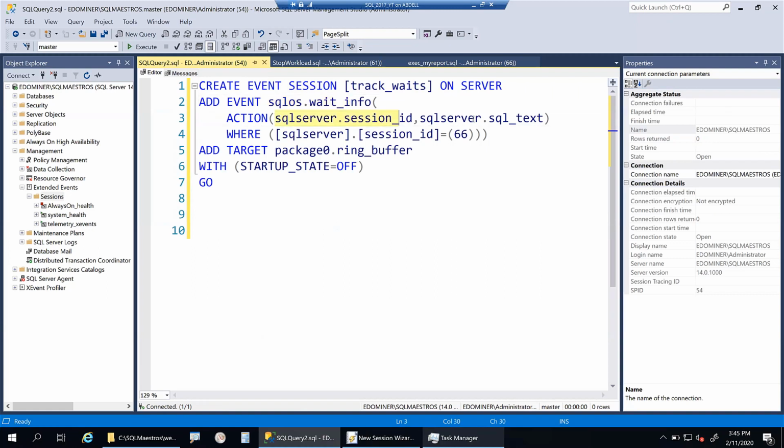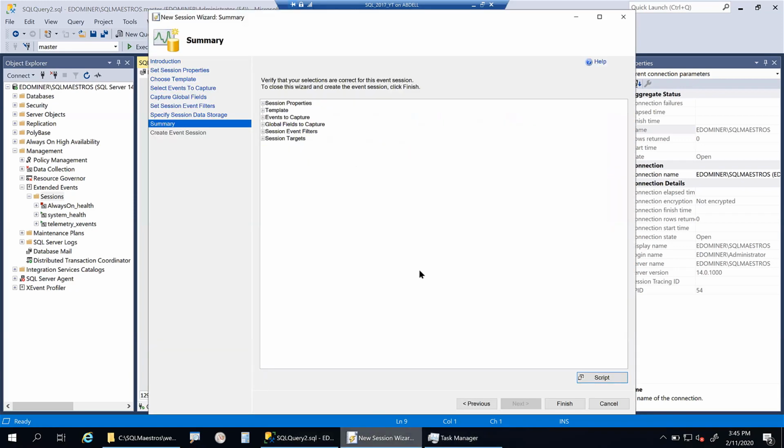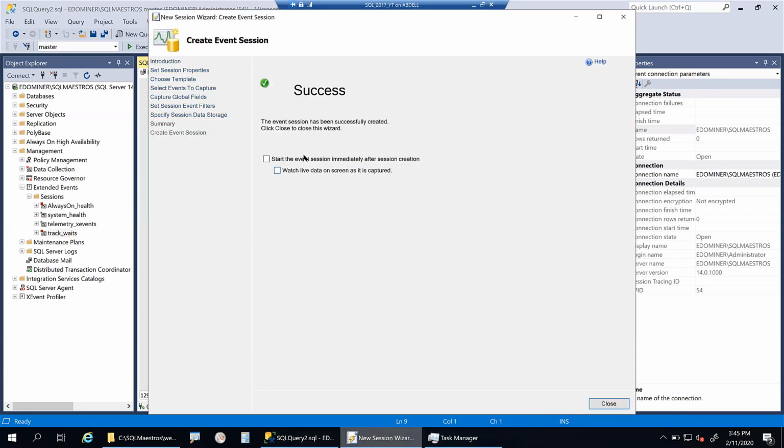And I'm going to capture these extra global fields apart from whatever the event gives me. And then my filter is only for session ID 66 because I'm only troubleshooting that very specific query. Put the data in ring buffer, which means I'm not using any file. I'm just capturing a limited amount of stuff, and I'm putting it in memory. And then let's go and finish this and start the session and watch it in live window.